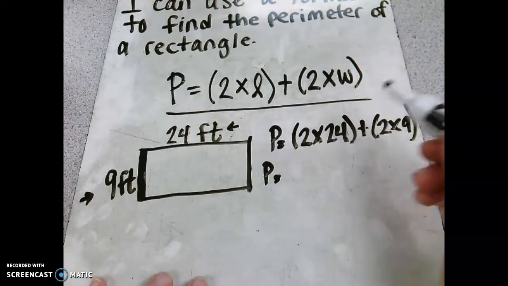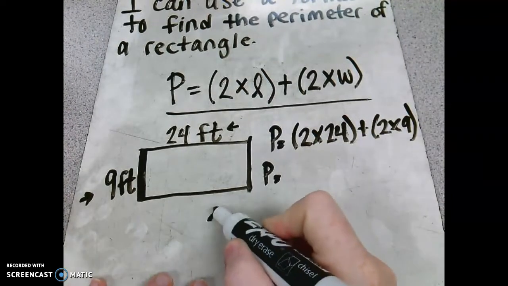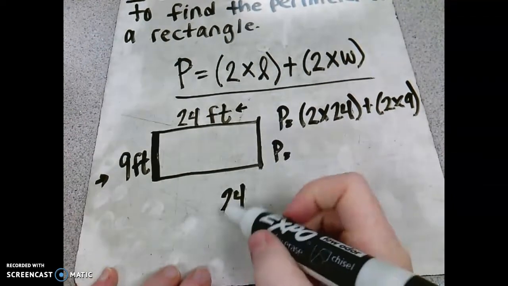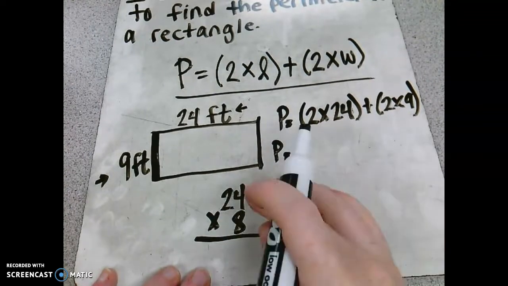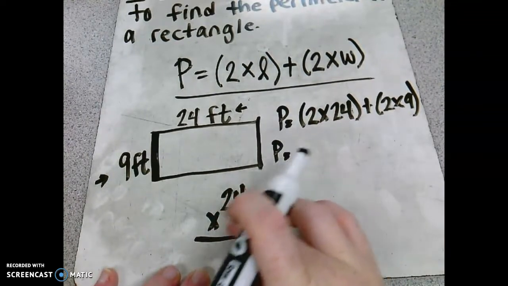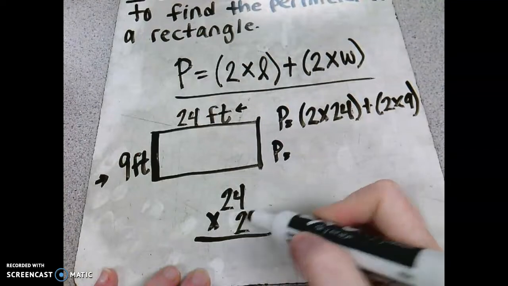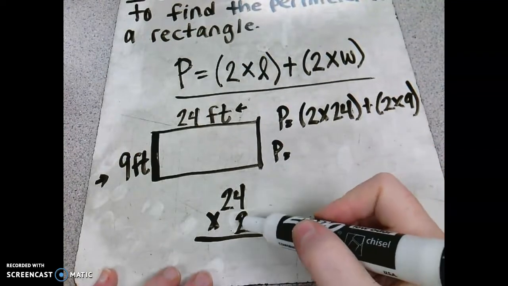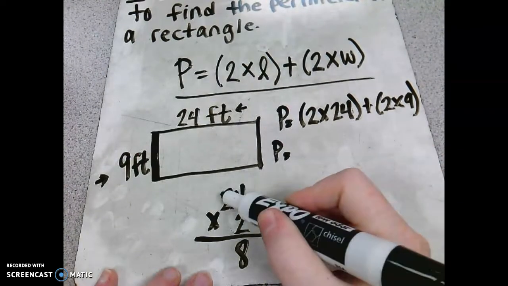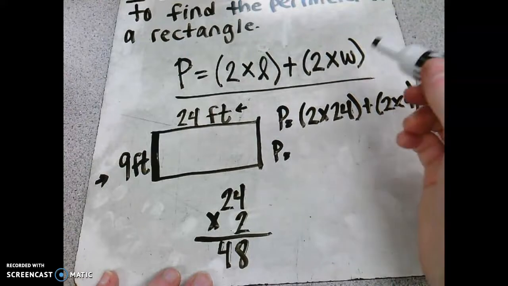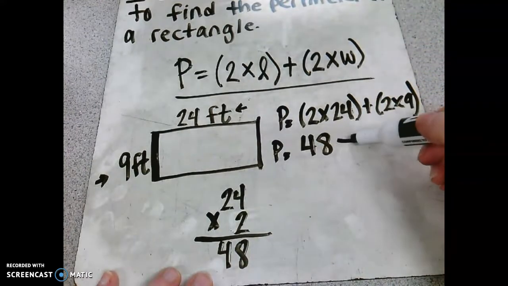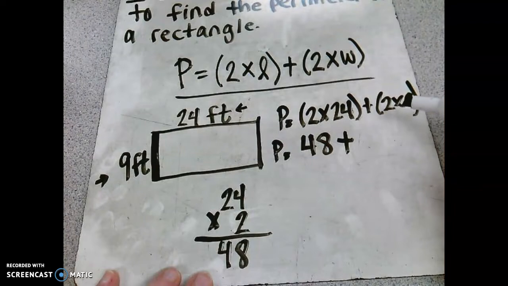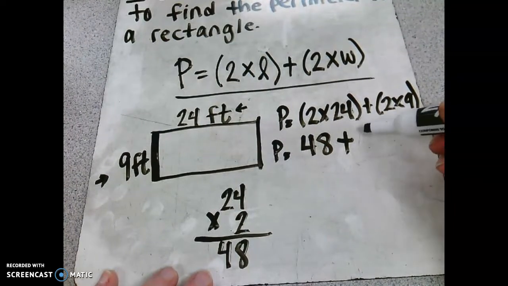It is 48, but if you didn't know that, you could come down to this side and write it vertical. Oops, it is 24 times 2. 4 times 2 is 8. 2 times 2 is 4. So we would have 48 for this first part. Then we need 9 times 2. Do you remember what 9 times 2 is? Good job. It is 18.